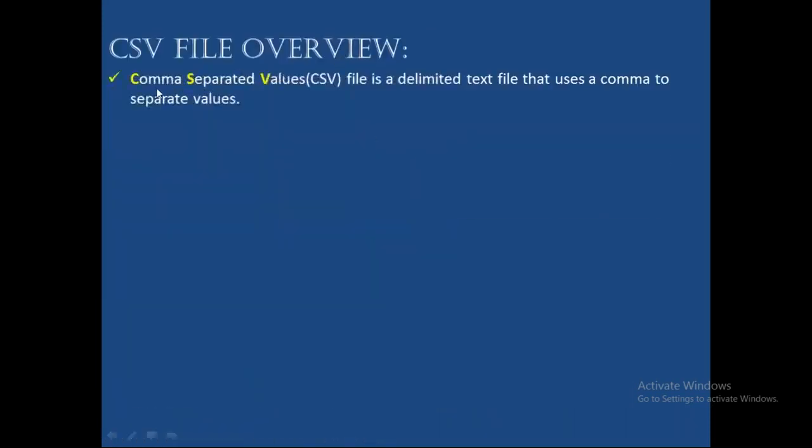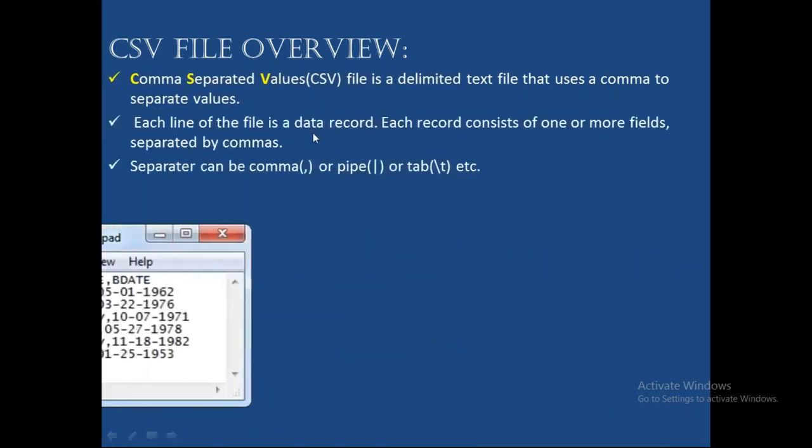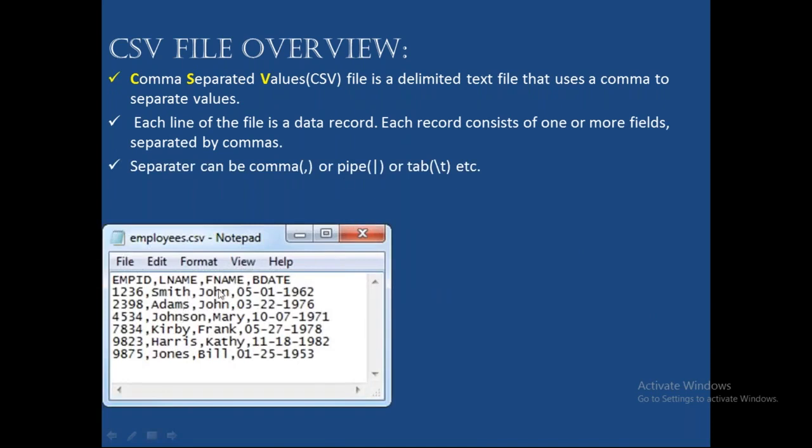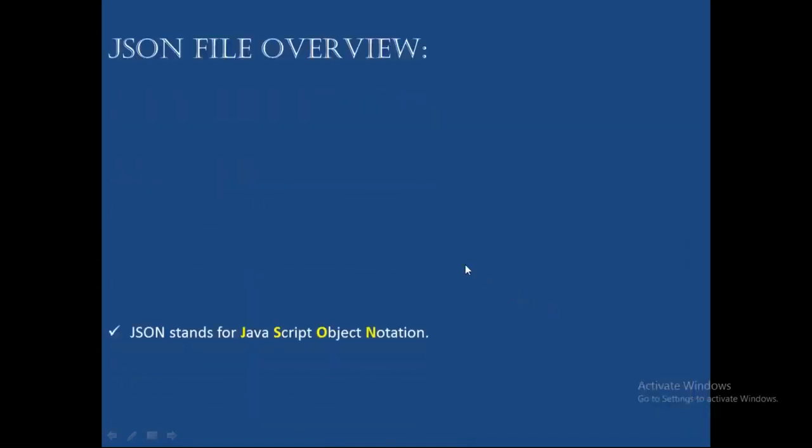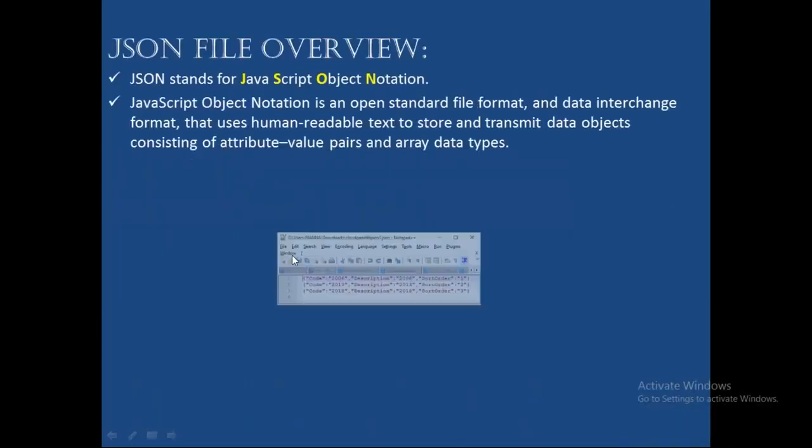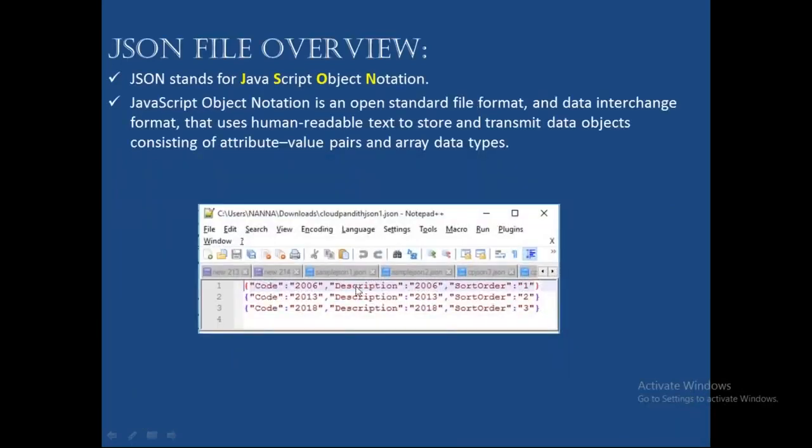CSV file overview, see, it's nothing but comma separated values. We discussed this, and the separator can be a comma, pipe, or tab. See, data will be something like this. Next, JSON file format, you know, it's JavaScript Object Notation. We'll have a key and value pair, okay.